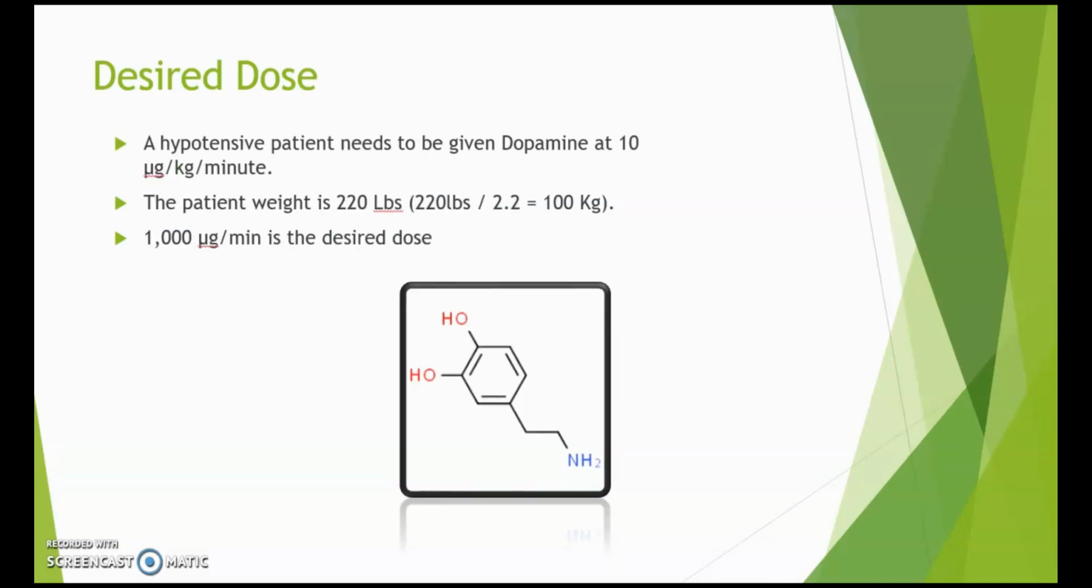Medication to be administered: the patient is to be given dopamine at 10 mg per kilogram per minute. The patient weight is 220 pounds, so we need to first convert pounds: 220 divided by 2.2 is equal to 100 kilograms. So 1000 mg per minute is the desired dose. So 100 kilograms, 1000 mg per minute. Wonderful. So let's continue.